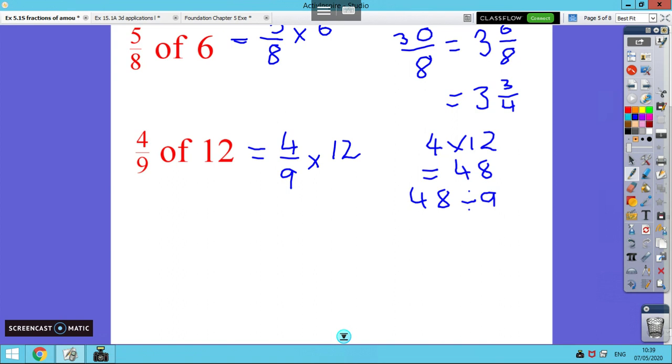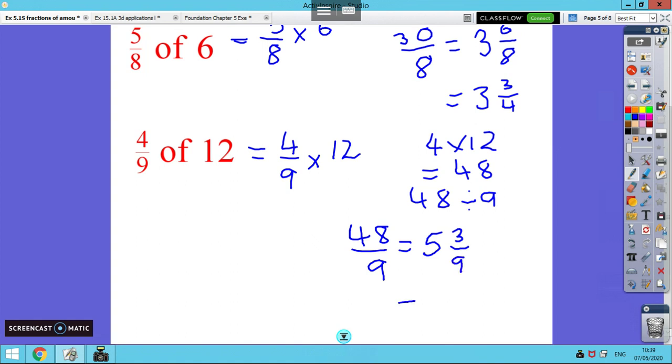Now, can I do 48 divided by 9? No, because 9 doesn't go into 48. Let's see, though, if we write it as a fraction, 48 over 9, what's going to happen? How many 9s go into 48? Well, if I do my 9 times table, 9, 18, 27, 36, 45. So that was 5 times it's going to go in. So 45 up to 48 is going to be 3, remainder 3/9.